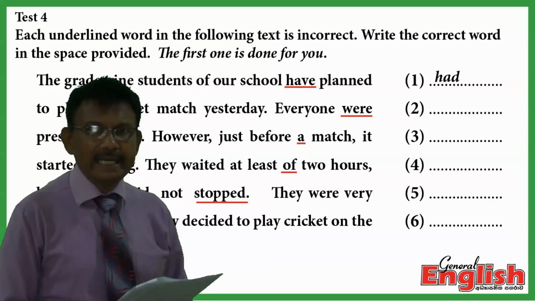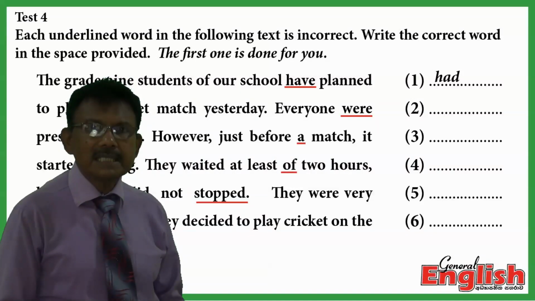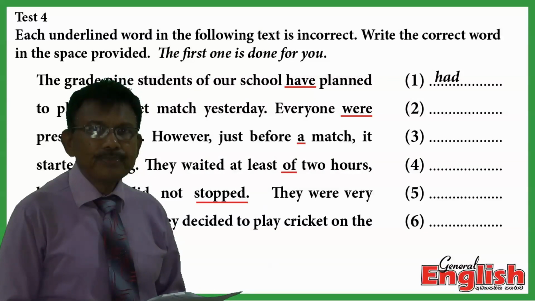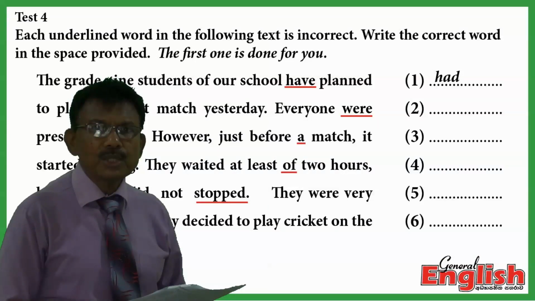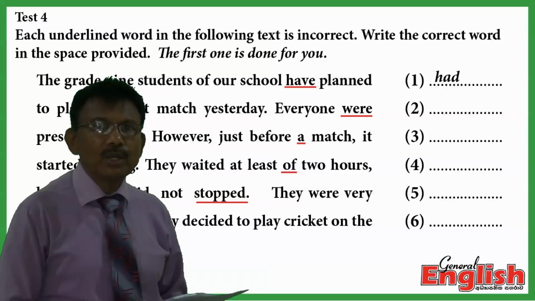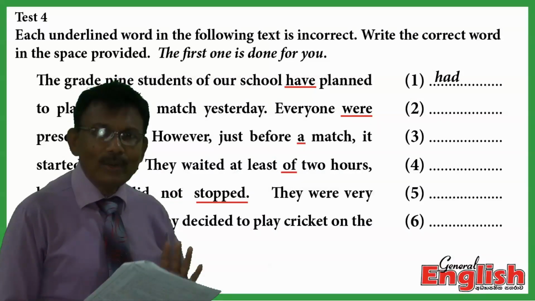So, that is the first sentence. The first sentence is a past tense sentence. This sentence tells us something that happened in the past, but the verb is in the present, so it is wrong. So have must be had. Now let's go ahead.